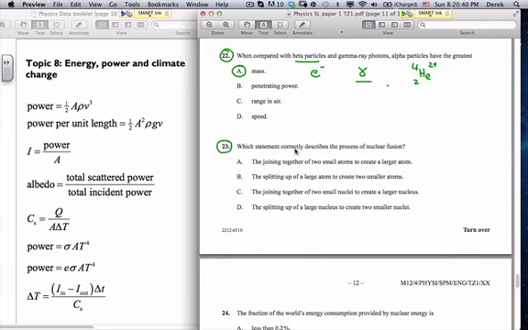23. Which statement correctly describes the process of nuclear fusion? I think we all know this. We have the joining of 2 small atoms. Atoms is not the right word. The splitting up, that's not correct. The joining together of 2 small nuclei to form a larger nucleus. This is correct. So it's the nuclei inside the atom that join together. So 23C is correct.